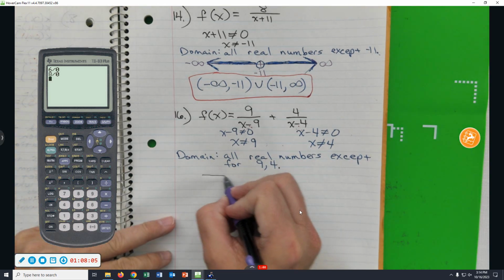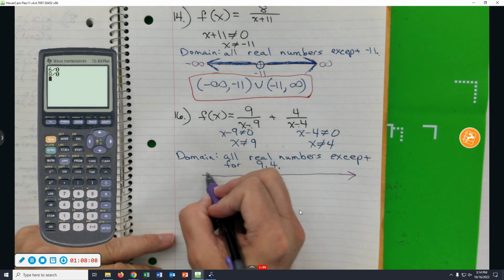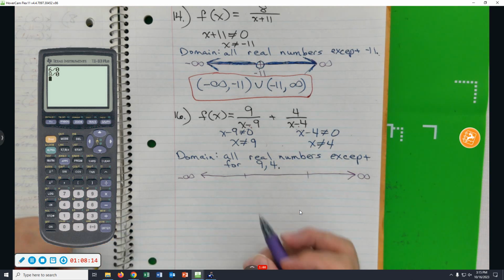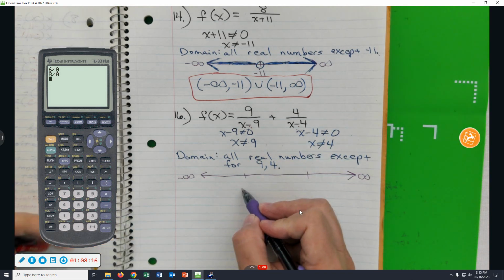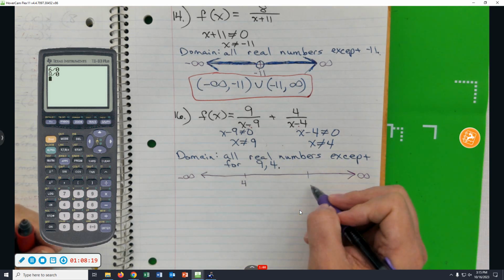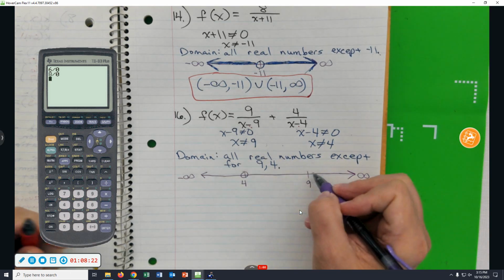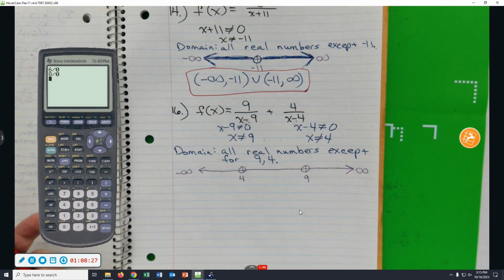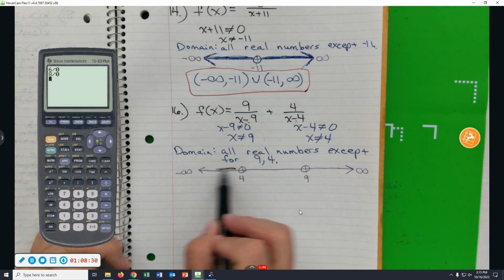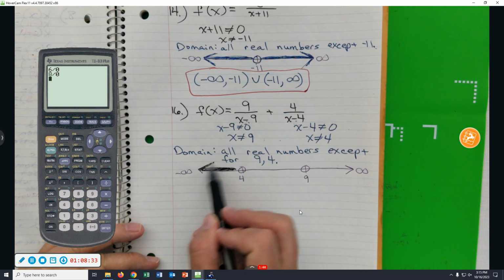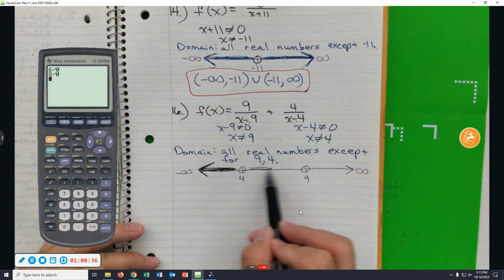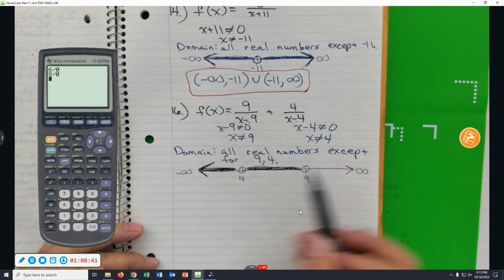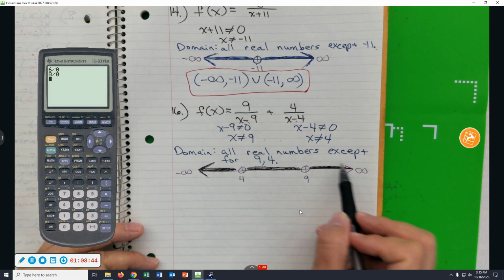So let's see. Think of a number line. You don't have to picture it. I'm going to draw it for you. We don't want to use 9 and 4. You have to put them in small to big. And you don't shade them in. If you shade them in, that says you can use them, and we know we can't use those. But it can be anything to the left of 4, anything between 4 and 9, and anything to the right of 9.